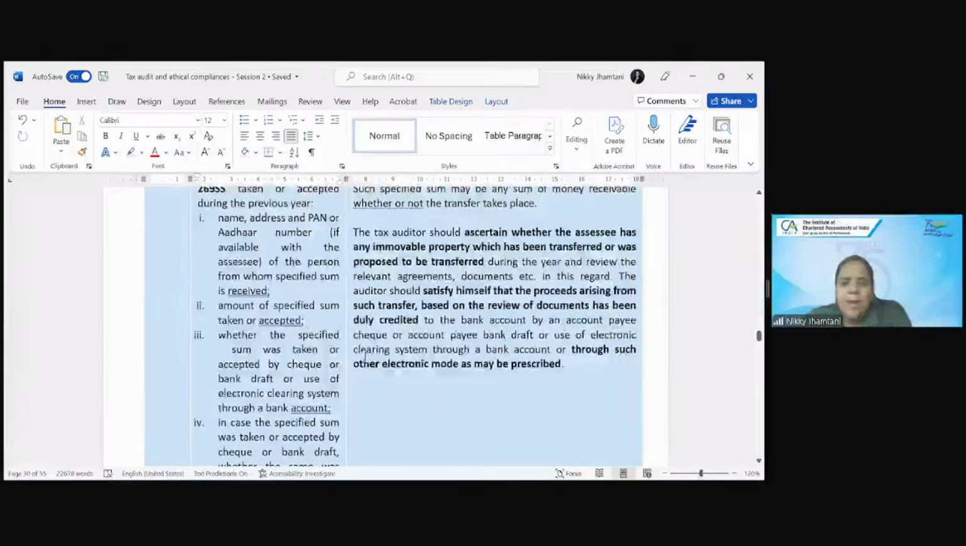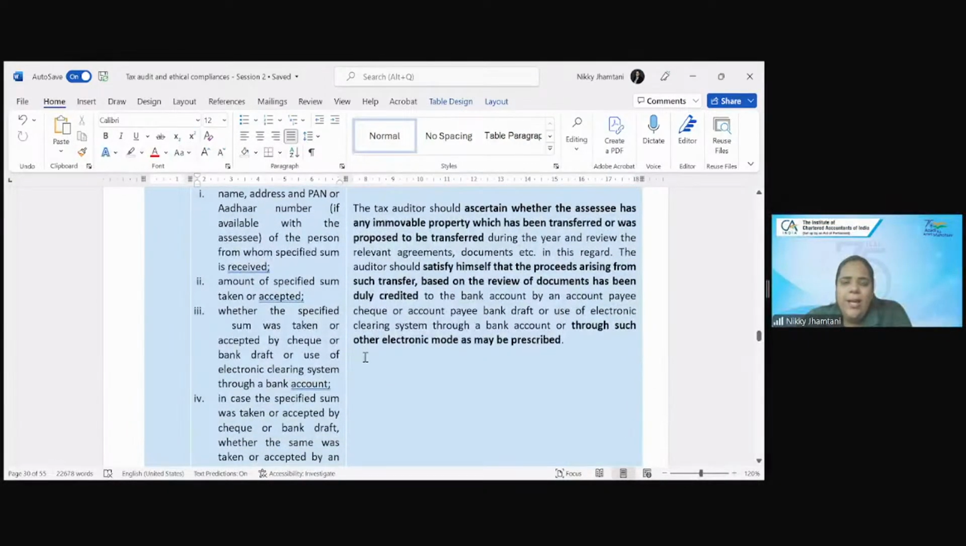So the tax auditor should ascertain whether the assessee has any immovable property which has been transferred or was proposed to be transferred during the year and review the relevant agreements and documents in this regard. The auditor should satisfy himself that the proceeds arising from such transfer, based on the review of documents, have been duly credited to the bank account by an account payee cheque or account payee bank draft or use of ECS or through such electronic mode as may be prescribed.